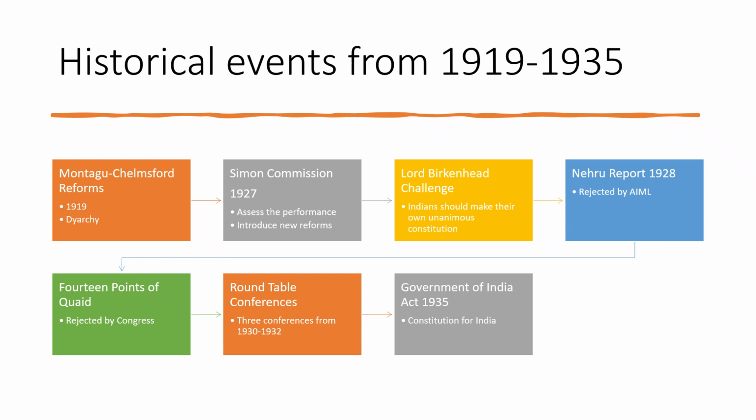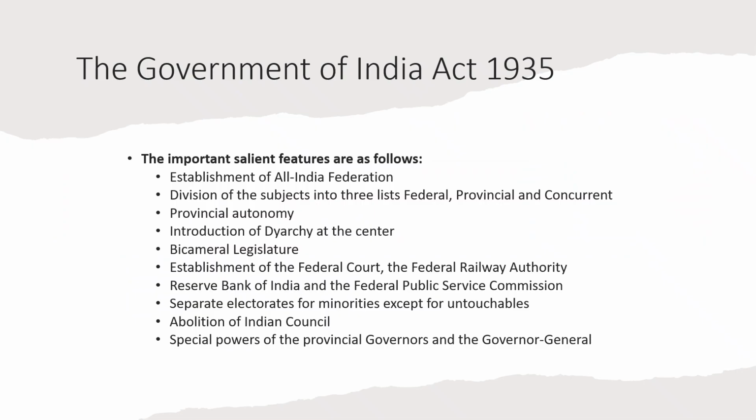So this was all the path that India covered to make this constitution, that is the Government of India Act 1935, and in the next slides we would study this act in detail. Done with the background, now we're going to start with the important salient features of the Government of India Act 1935. Of course, we cannot study the entire act here, but we would definitely discuss the important salient features of this act. I have enlisted these here.